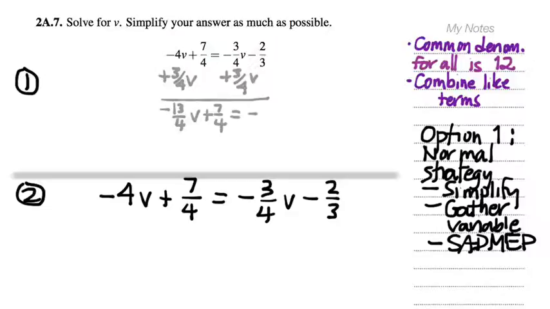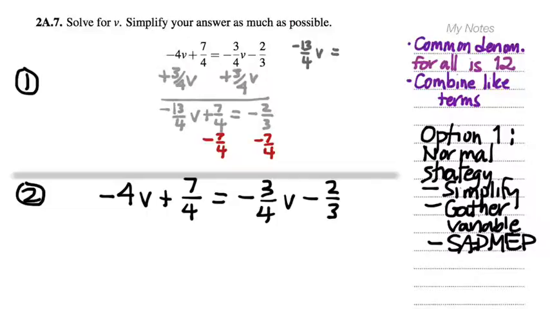And then over on the right-hand side, I have negative 2/3. Now that my variable is only on one side, I can unwrap it by reversing the order of operations. That's going to require me to first finish all the addition and subtraction. That calls for me to subtract 7/4 from both sides. And then continuing to the top of the next column, I would have negative 13/4 v equals negative 2/3 minus 7/4.